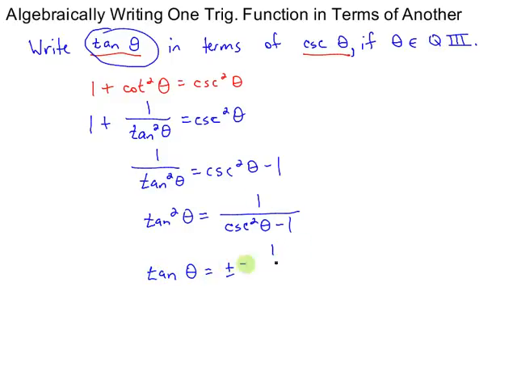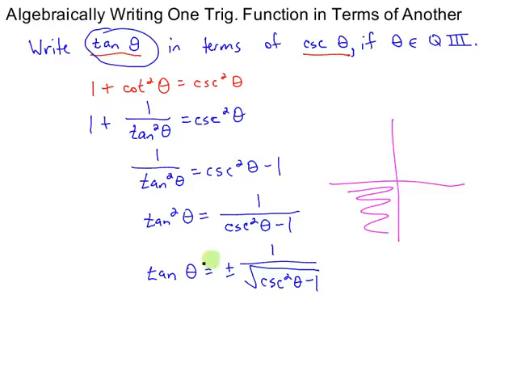The square root of 1 is 1. The square root of the denominator is the square root of the denominator. And now we determine the plus or minus by the quadrant. Tangent is the opposite over the adjacent, or the y over the x. And in quadrant 1, y and x are both negative, so y divided by x is positive. So I need this entire side to be positive. 1 is positive. The square root is positive. Therefore, I need to choose the positive here out of the plus or minus to keep the whole thing positive.